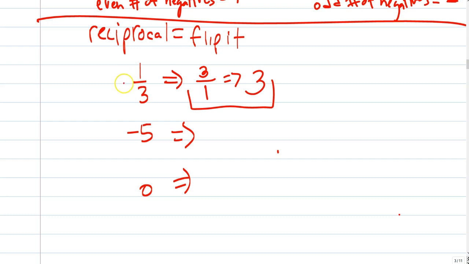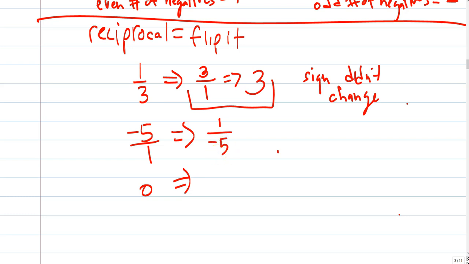Notice that the beginning was positive, and the reciprocal was also positive. The sign didn't change. Reciprocal does not mean opposite. Reciprocal means flip it. So if it's positive, my result is positive. What if it's negative? Well, I can still flip it. You're like, how the heck do I flip negative 5? Make it a fraction. Negative 5 over, whenever it's a whole number, it's over 1. If I flip that, I get 1 over negative 5.